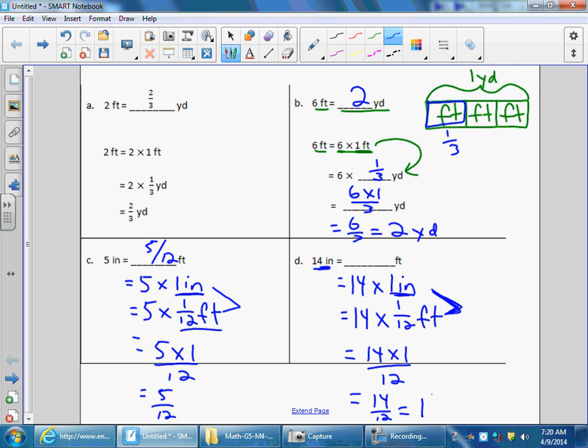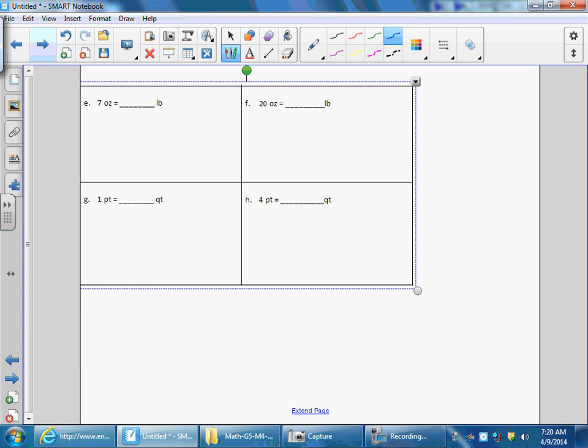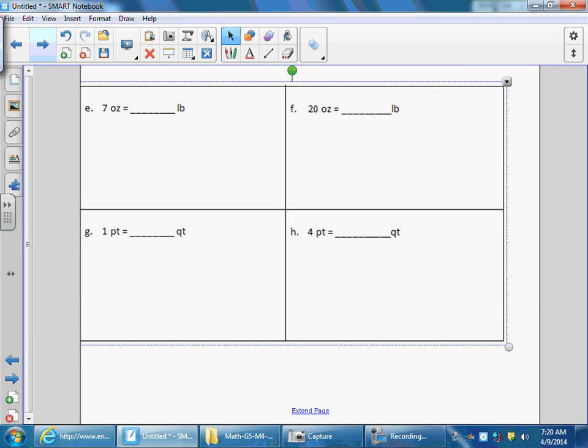14/12 is equal to 1 2/12, which when simplified is 1 1/6 of a foot. 1 1/6. Down to E.